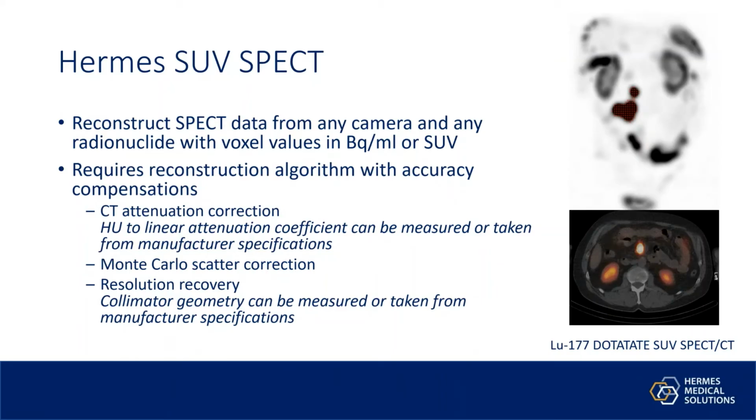So firstly, theory of quantitative SPECT. So Hermes SUV SPECT allows you to reconstruct SPECT data from any camera and any radionuclide and get the voxel values out in becquerels per mil or in SUV. Now, to be confident that we have accurately represented the activity distribution in the patient, we need to use a reconstruction algorithm with accuracy compensations. So we're looking at CT attenuation correction, Monte Carlo scatter correction, and resolution recovery. And I'll talk about those each in turn now.